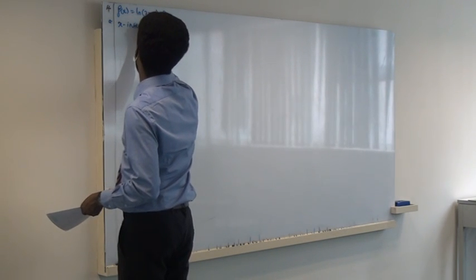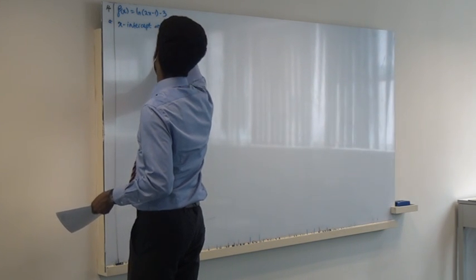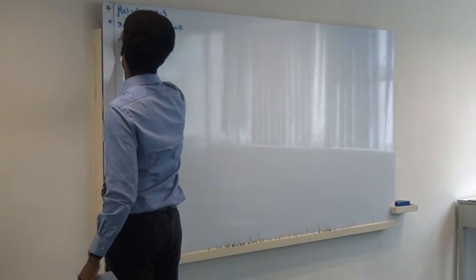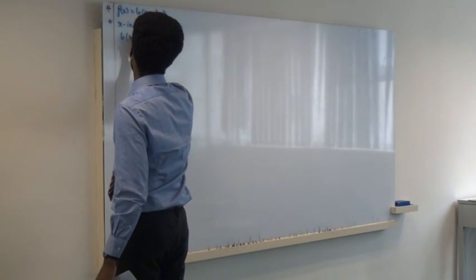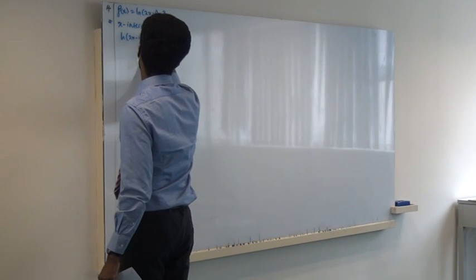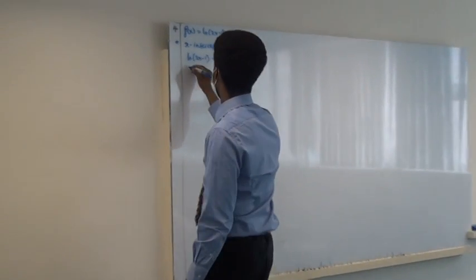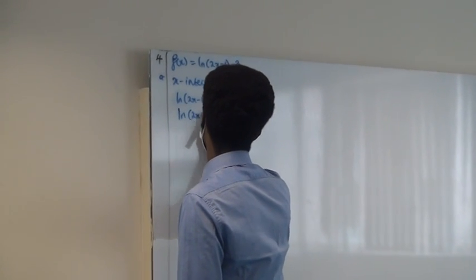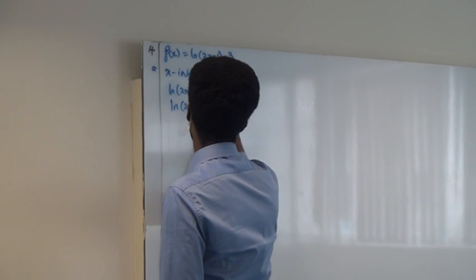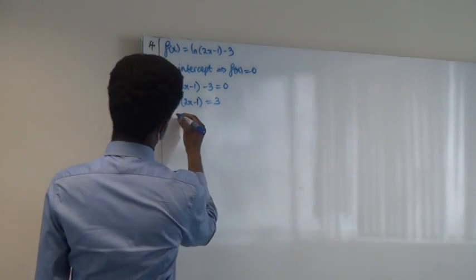X-intercept means when f of x is equal to 0. So which means when that happens, right? So we get that. I hope everybody is working with us here, so that when we have questions, you can speak. All right? So what happens now?